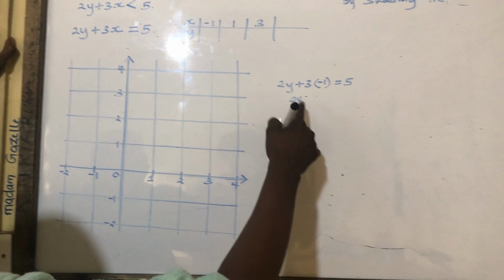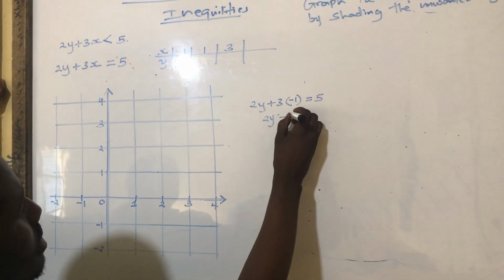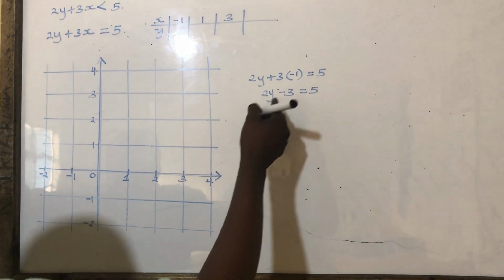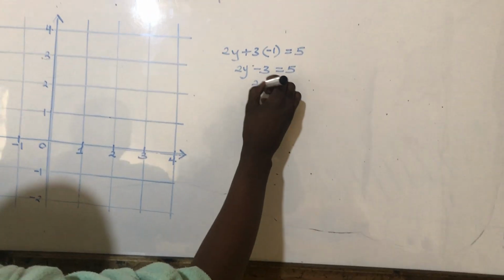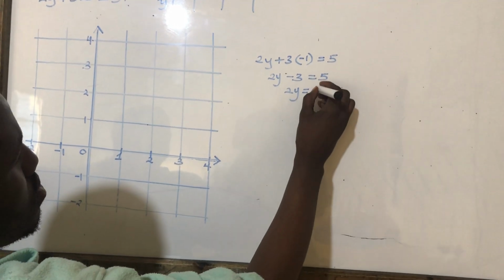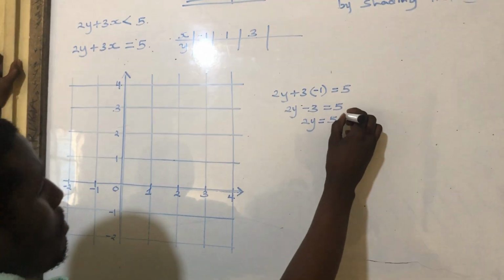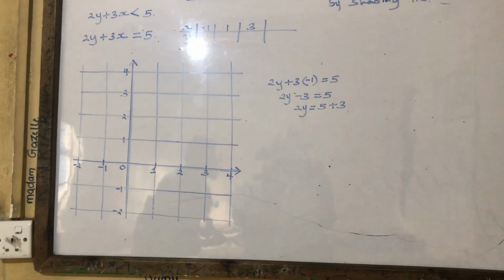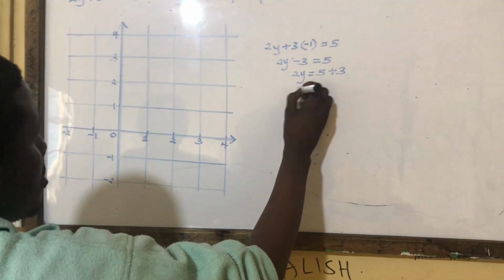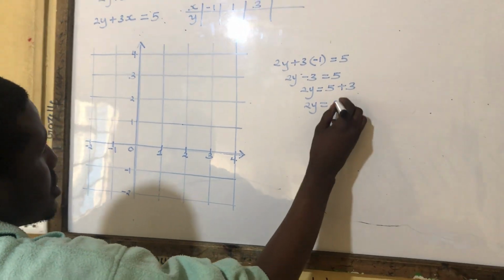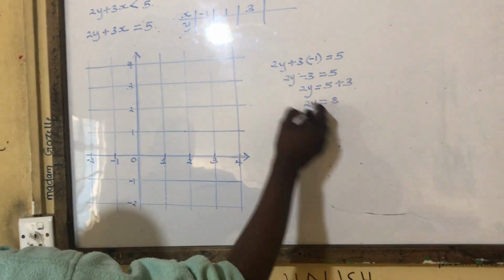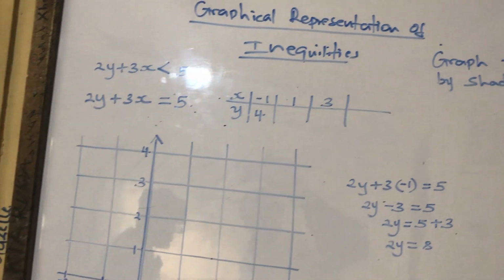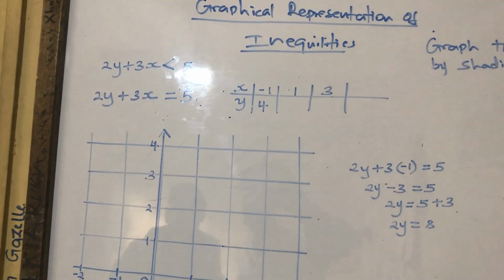2y. What is 3 times -1? -3 is equal to 5. The 3 will cross over to the other side. 2y will be equal to 5 plus 3. 5 plus 3 should give us 8. Divided by 2, the value of y would become 4.